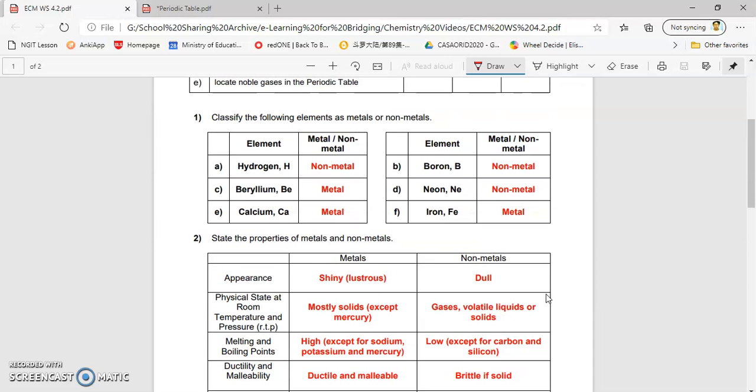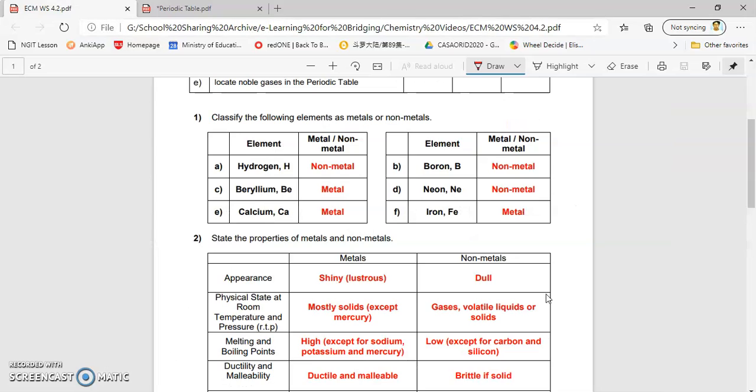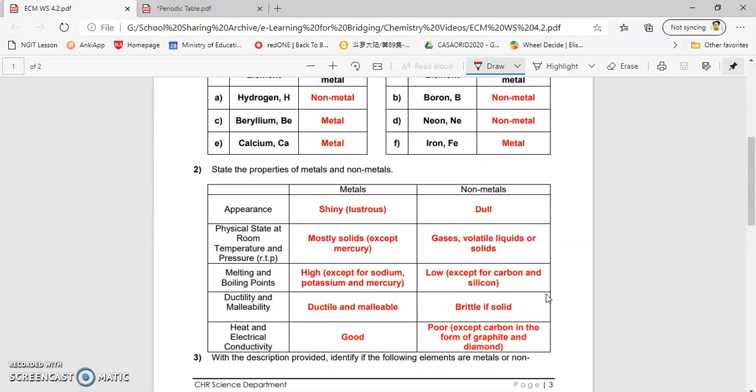I think for metals, non-metals, by now it should be quite okay. So if I just look at C, E, and F: beryllium, calcium, and iron. Beryllium is over here, calcium is over here, iron is over here. So the three of them are on the left-hand side of the staircase line, so they're all considered metals. Quite simple here.